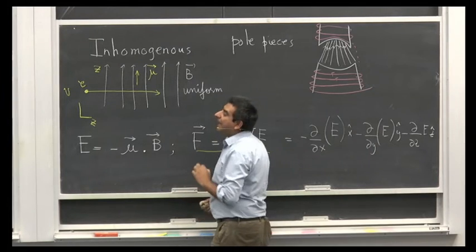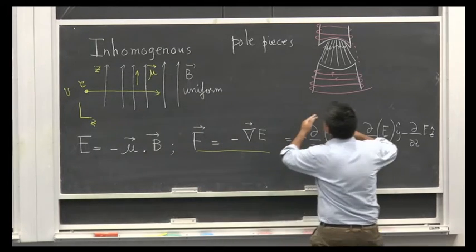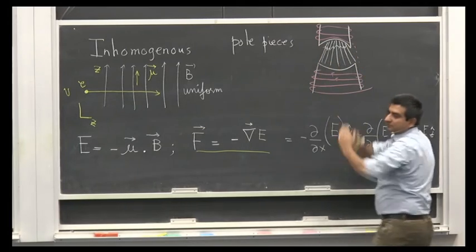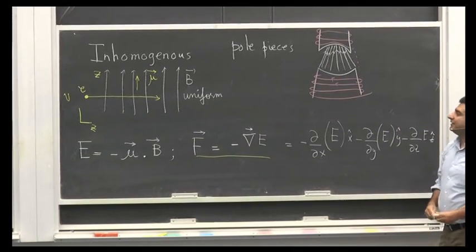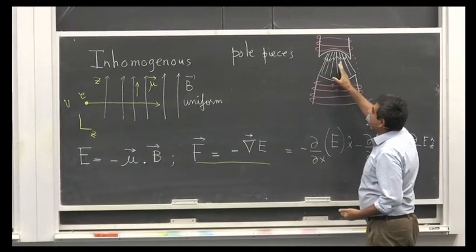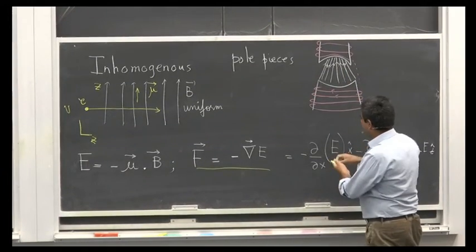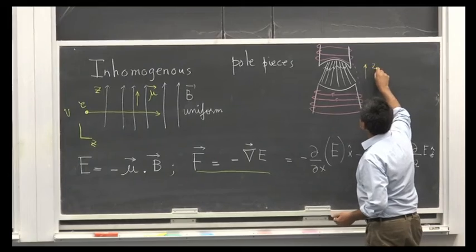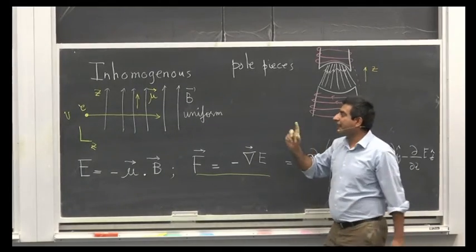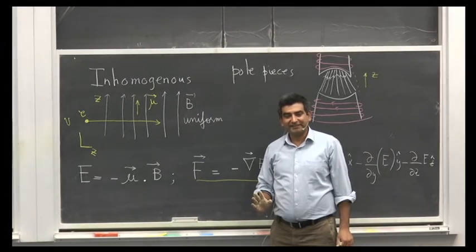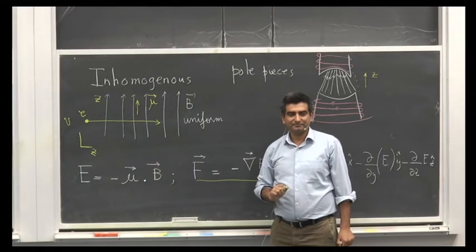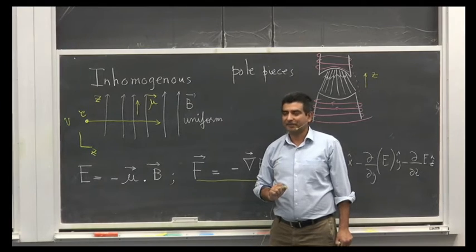Okay? However, if I make the field non-uniform, inhomogeneous, then I have a derivative with respect to z, say this is my z-axis, which means there is a force acting on the dipole in the z direction. Okay?